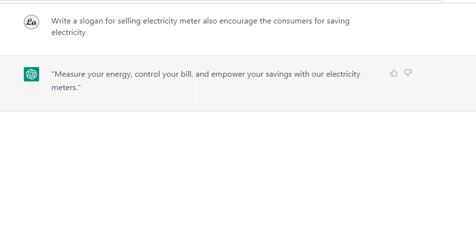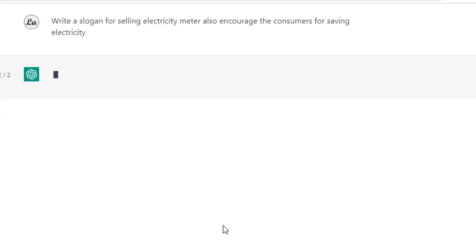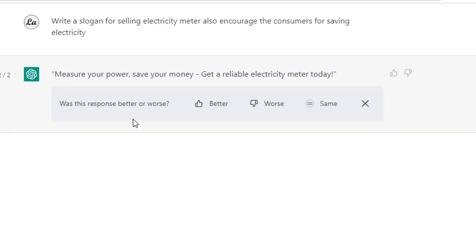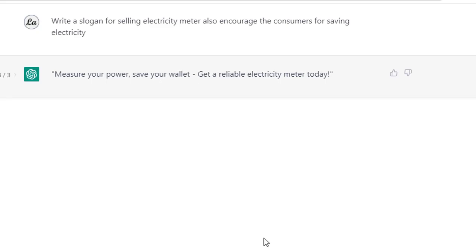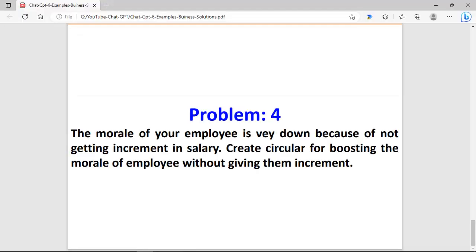So the slogan is, measure your energy, control your bill and empower your saving with our electricity meters. So this is the first slogan. And if you regenerate the response, the answer would be different. Now this time, measure your power, save your money, get a reliable electricity meter today. So this is how you can generate nice slogans for your business solution using ChatGPT. Now we check the next problem.